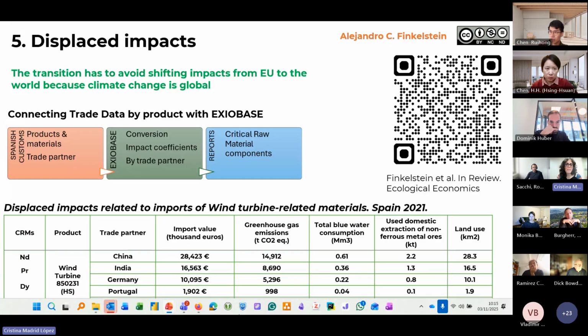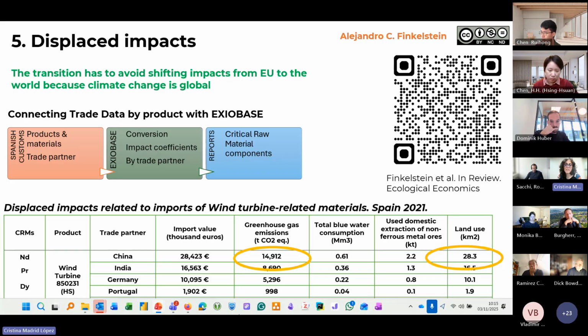Impacts are not only happening on site, they are also happening abroad. And here, very summarized, I just leave you an idea of the dimension of the impacts that we are displacing when we are importing energy technologies. So if we want to fight climate change, which is our purpose, then maybe considering impacts in other places is important as well. So not only local impacts.